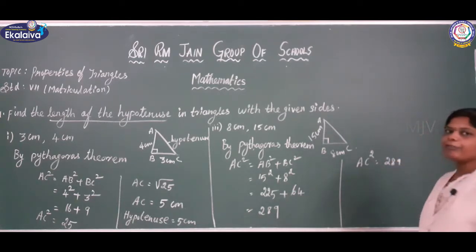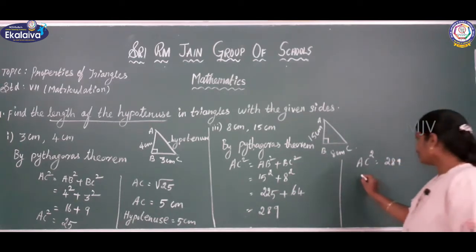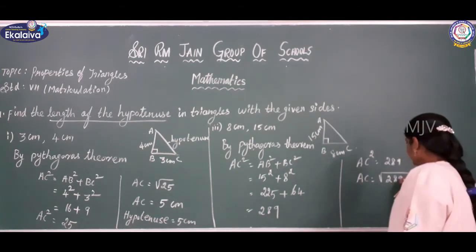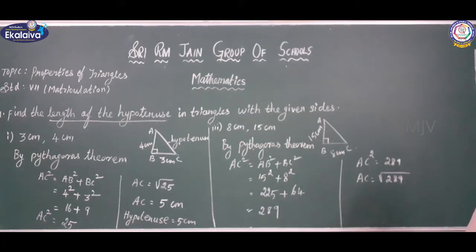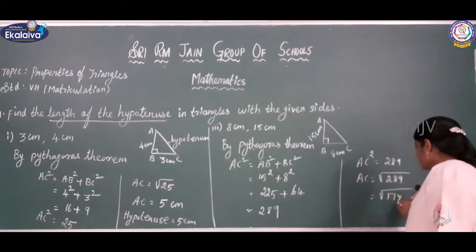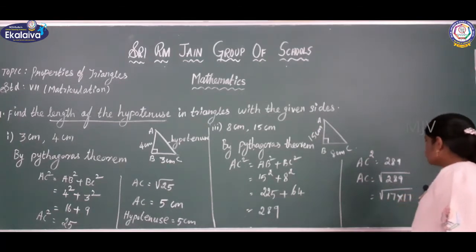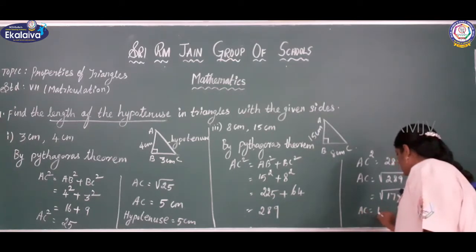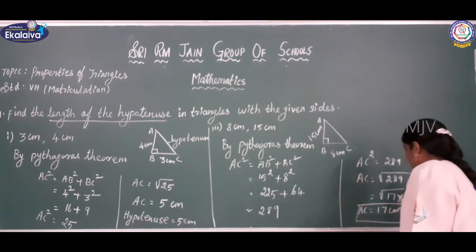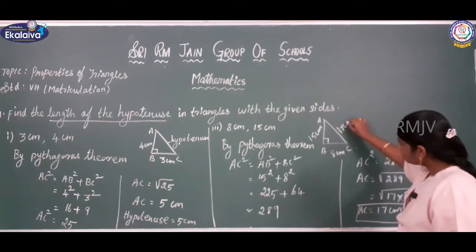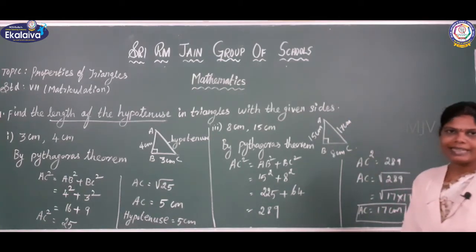But we need to find out the AC only. Okay. So AC equal to square root of 289. Okay. How can we split this? Root of 17 into 17, what will you get, children? 289. Okay. So AC equal to 17 centimeter. So AC represents the length of the hypotenuse. Length of the hypotenuse equal to 17 centimeter. Is it clear?